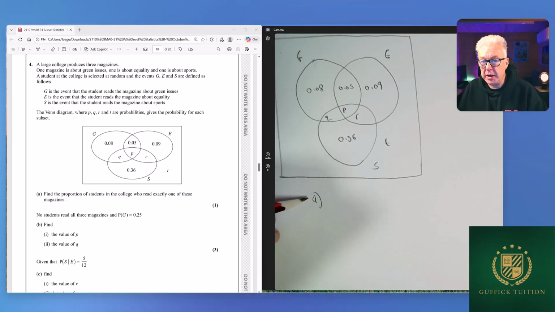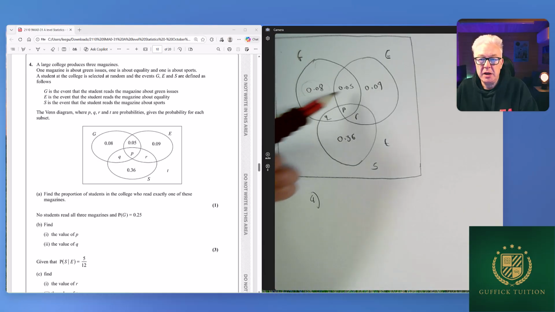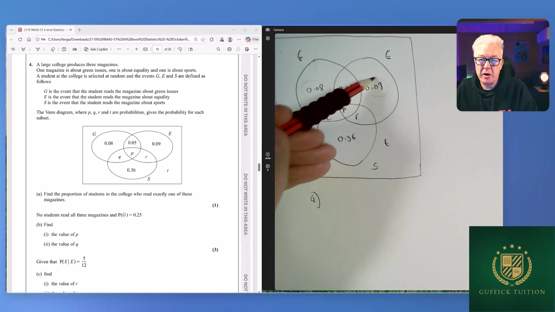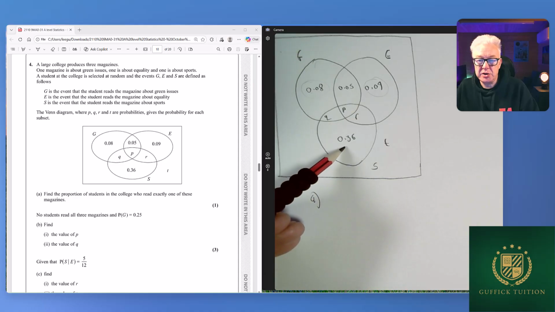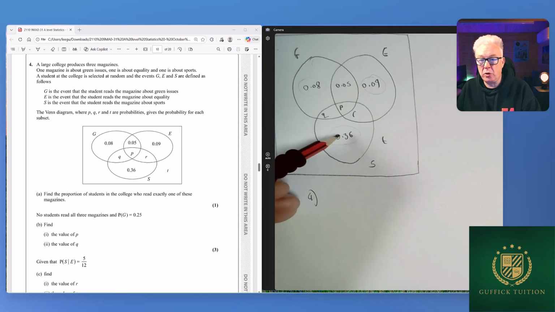So they're only going to be reading about green issues. Now, the students who are only reading about green issues is this one here. The students who are only reading about equality is this one here. And the students who are only reading about sport is this one here. So therefore, it's either this one or this one or this one.